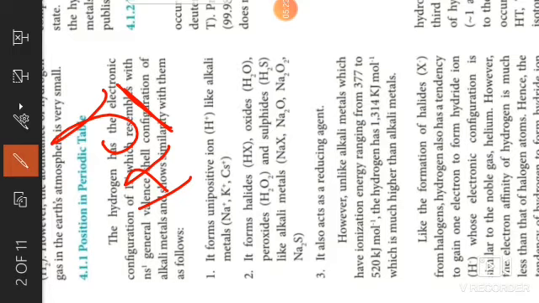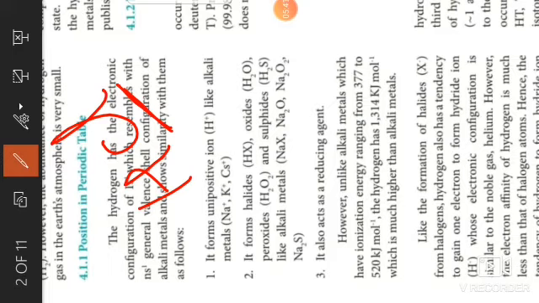Unlike alkali metals, ionization energy decreases from top to bottom, and the size of the atom is very small. What is meant by ionization energy? The energy required to remove the electron from the outermost shell is called ionization energy. Here also, the ionization energy will decrease.